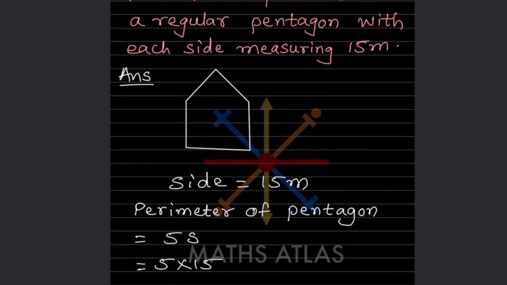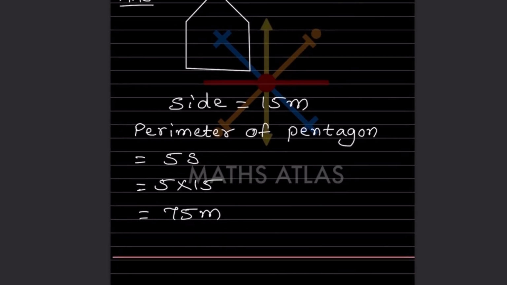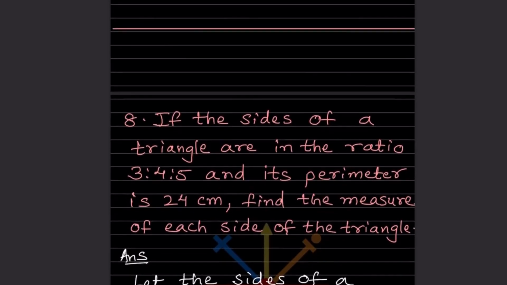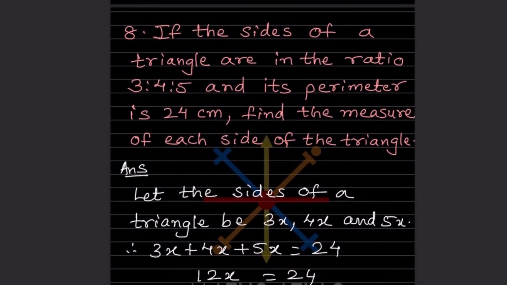So here just put, they have given you the side, that is 15. So just put here 15 and which is 75 meter. These are easy, only you should know the formula and you should understand the concept by drawing the figures. Drawing the sides of the figures is not compulsory, but if you draw the figure, it will be more clear.